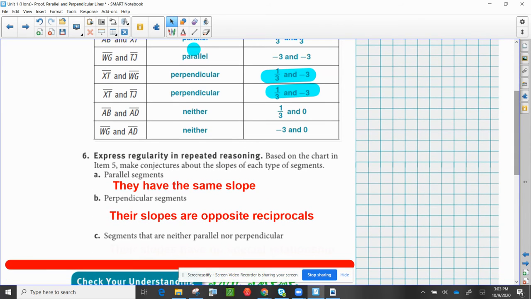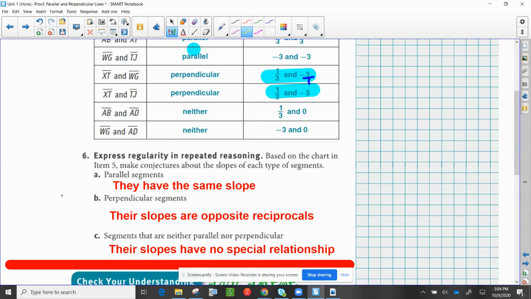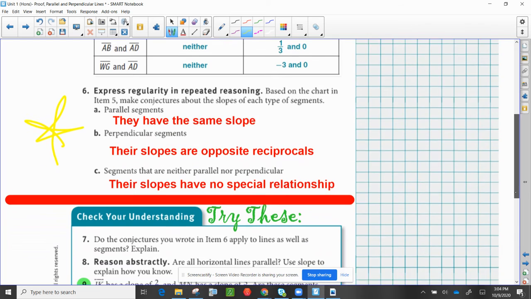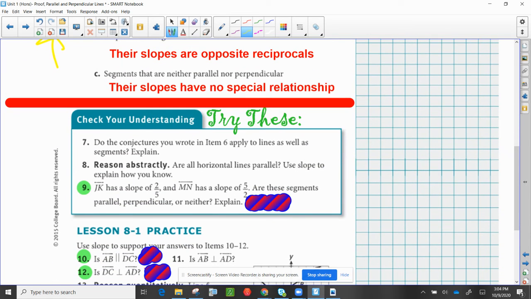So we would call those opposite reciprocals. Reciprocal, remember, is the opposite fraction. So 3/1 and 1/3, that's a reciprocal. The fractions are flipped. And they're opposite, meaning they have opposite signs. One's positive and one is negative. And segments that are neither have no relationship between the slopes. So just remember, same slope implies parallel, and opposite reciprocals implies that they are perpendicular. This is the big takeaway from today's lesson.